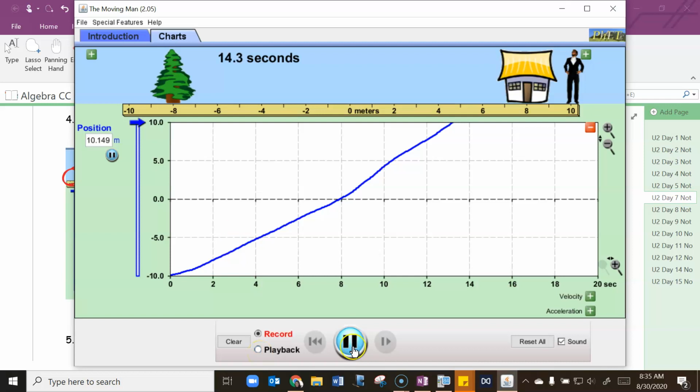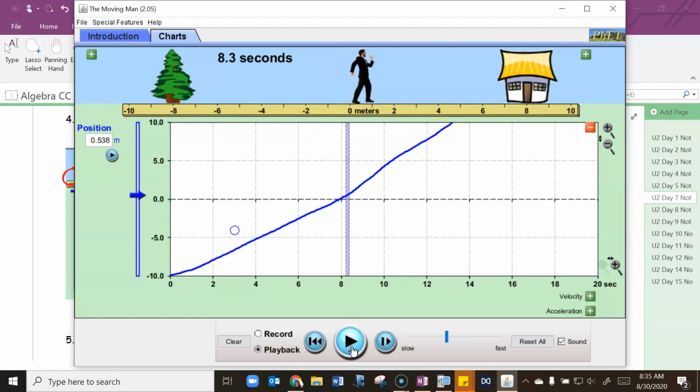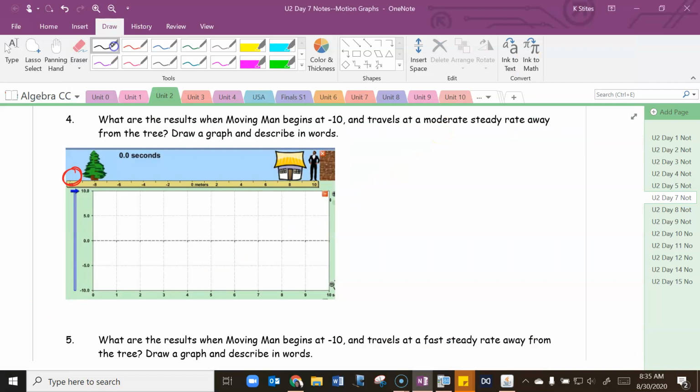All right, so now I can play that back. And we can see that he's moving away from the tree, and we can see what's happening to our line here. So let's go ahead and we're just going to draw that. It doesn't need to be perfect. Okay, but it was something like this. Now, the big things that you should notice is that this line is straight, or as straight as I could make it.